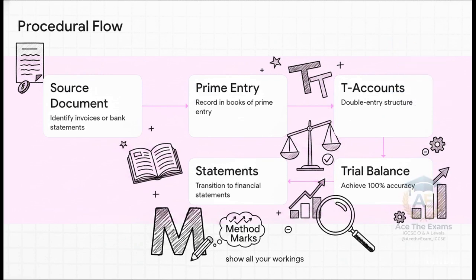Spot on. You absolutely must show all your workings to secure those method marks. Whether you're adjusting for depreciation, doing an inventory valuation, or correcting errors, making your step-by-step logic totally visible guarantees you marks. Literally, even if your final balance is completely wrong, showing the logic saves you.